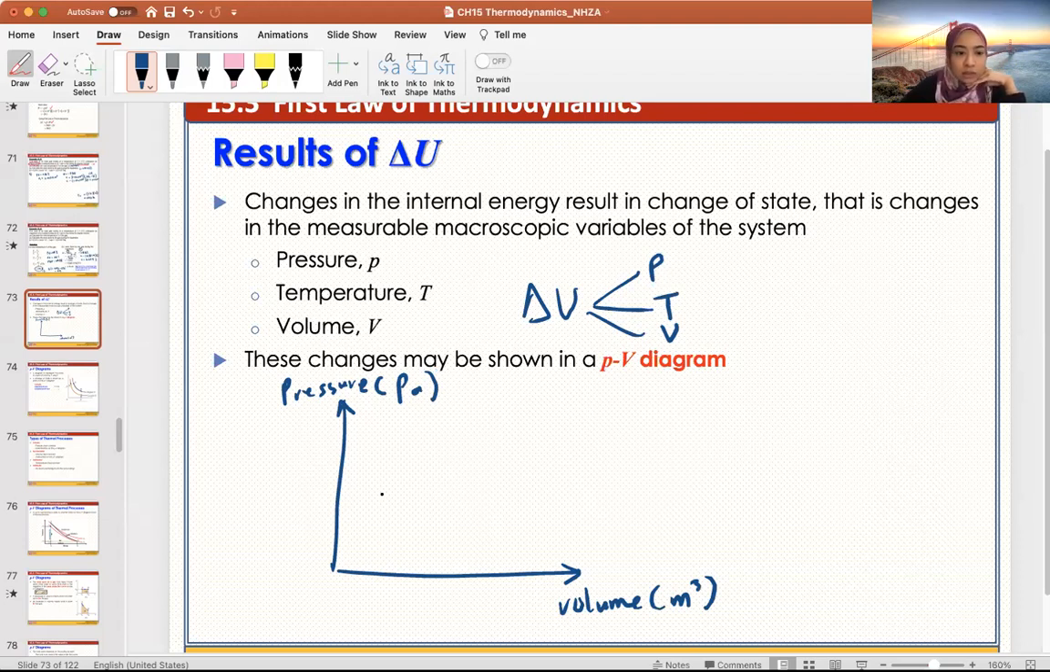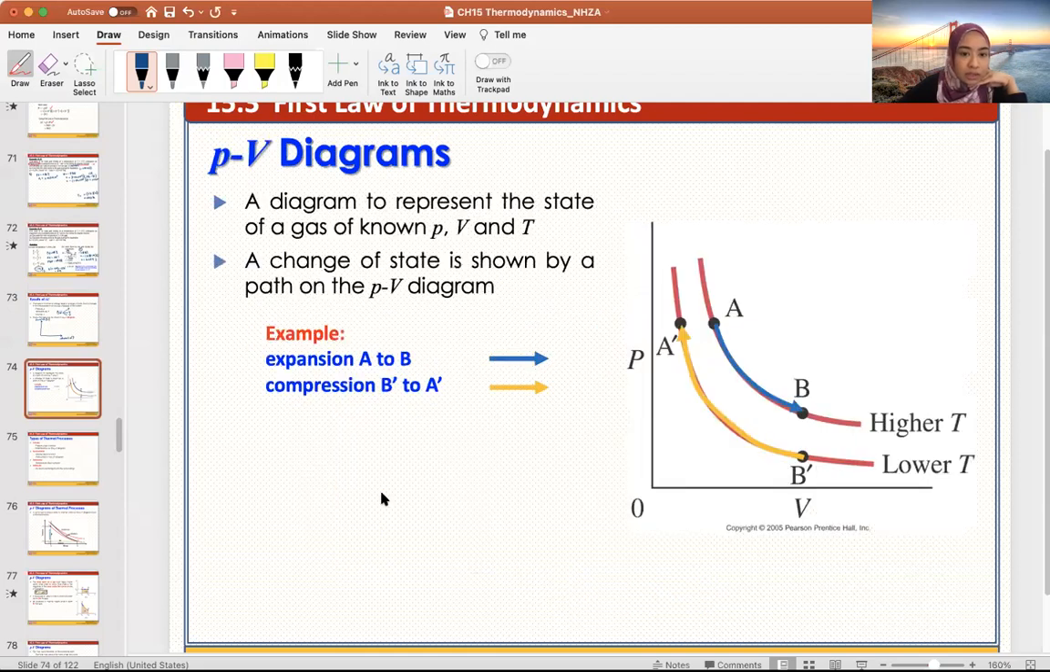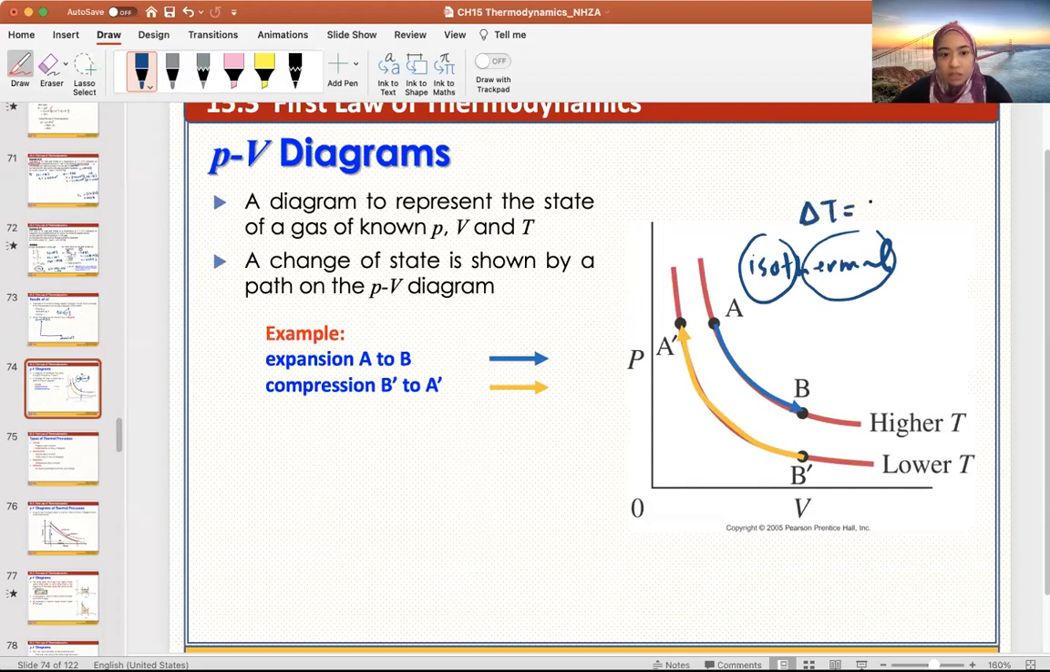Let's move on to what are the changes that we can see. Here is the PV diagram for an isothermal process. We will learn what isothermal is. Iso means same, thermal is temperature. So it means that the change in temperature is 0. If the change in temperature is 0, then along the curve, T is constant.